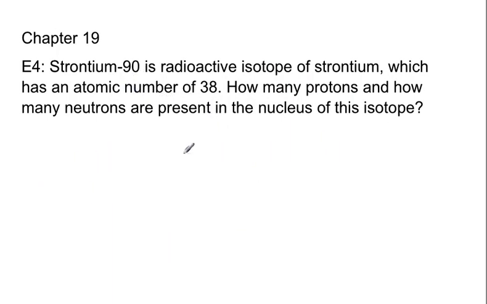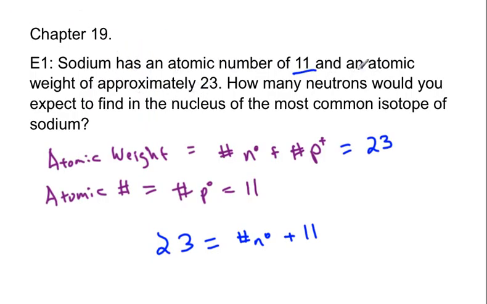Let's try another one. Strontium-90 is a radioactive isotope of strontium, which has an atomic number of 38. How many protons and how many neutrons are present in the nucleus of this isotope? So this is a mass number, that's what your book calls it. That's close to the atomic weight. They're very similar. The atomic weight is like the average of the mass numbers of different isotopes of an element.